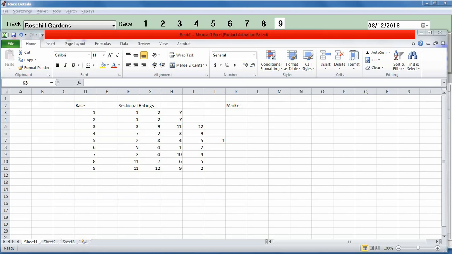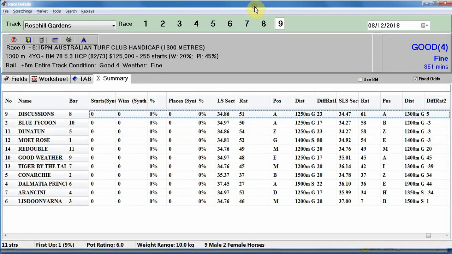Okay, here we have Rose Hill on the 8th of December 2018, which is today, obviously. We're going to have a look at some of the methods that you can apply using the ratings calculator. Now, as has been suggested, Sydney Metro racing is a little bit dodgy from a viewpoint of doing the ratings.